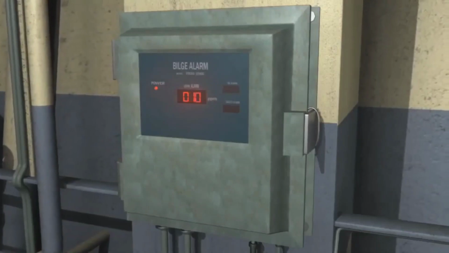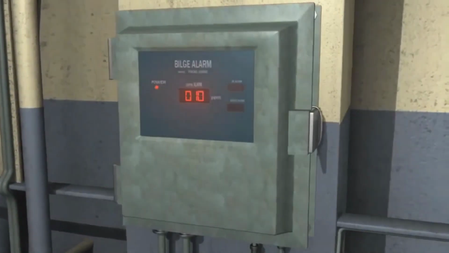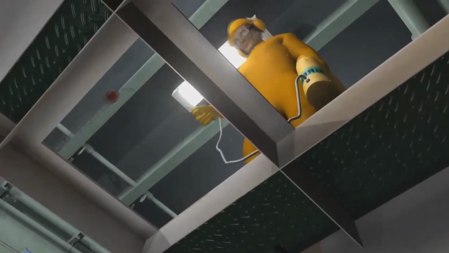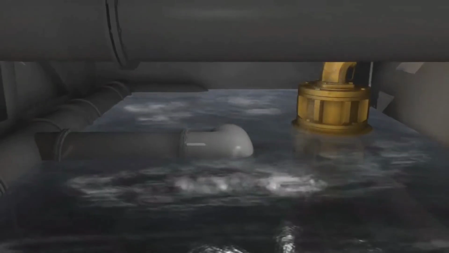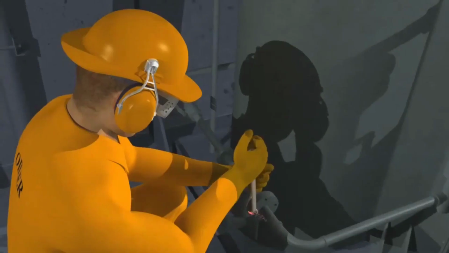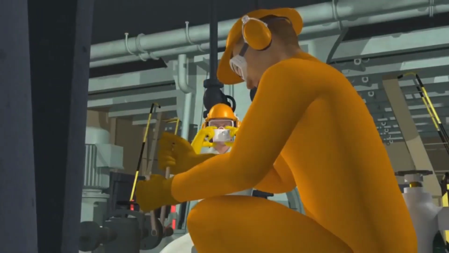The oil content of the effluent does not exceed 15 ppm. No chemicals are mixed for the purpose of circumventing these regulations. The disassembly of the OWS valves or pipes is to be logged in the engine room log and digitally photographed.